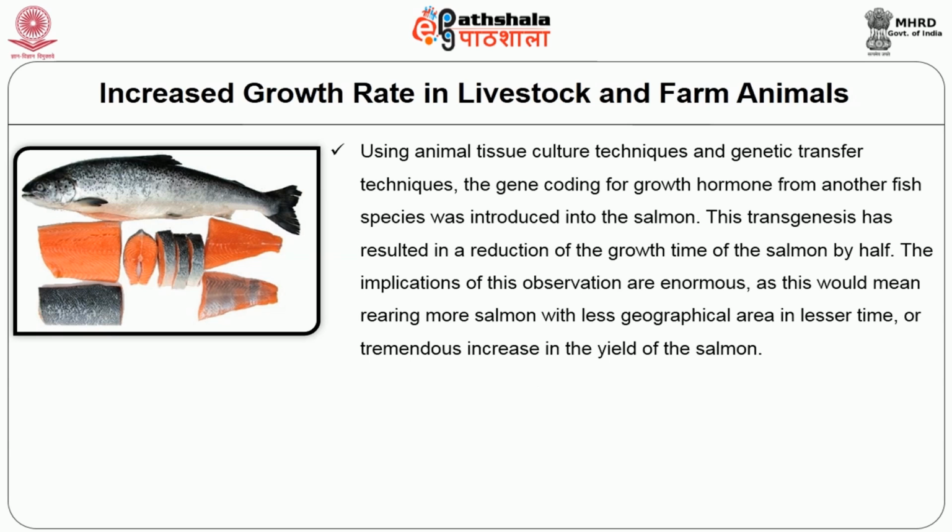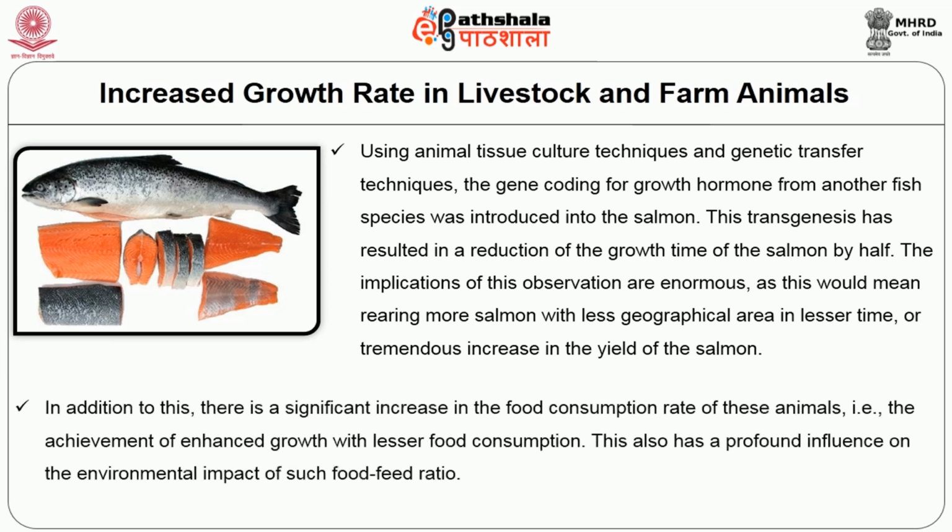In using animal tissue culture techniques and genetic transfer techniques, the gene coding for growth hormone from another fish species was introduced into the salmon. This transgenesis has resulted in a reduction of the growth time of the salmon by half, and the implications of this observation are enormous, as this would mean rearing more salmon with less geographical area in lesser time and a tremendous increase in the yield of the salmon.